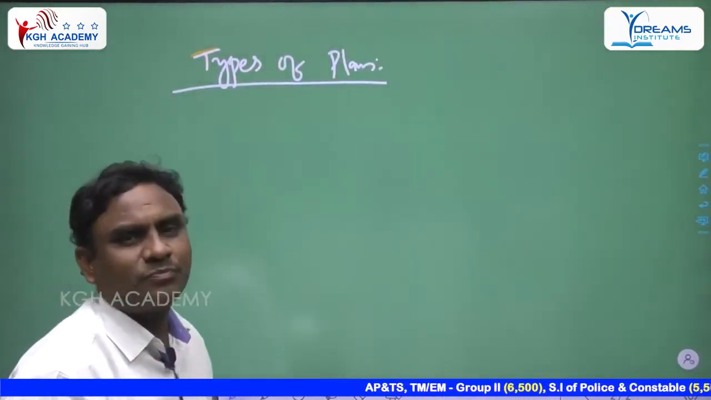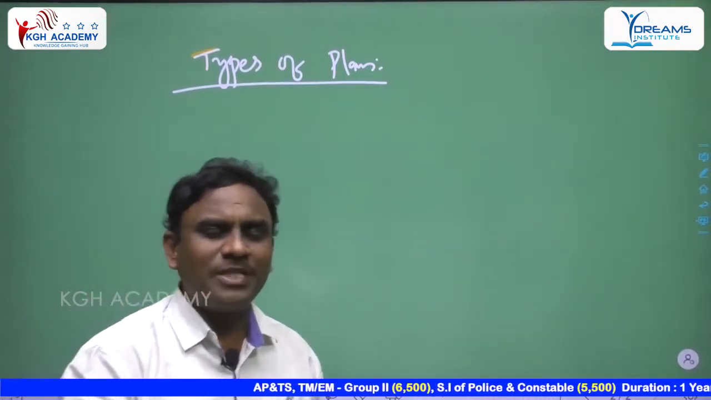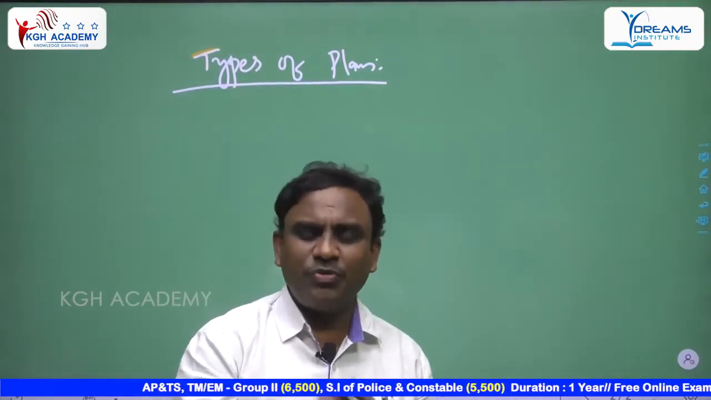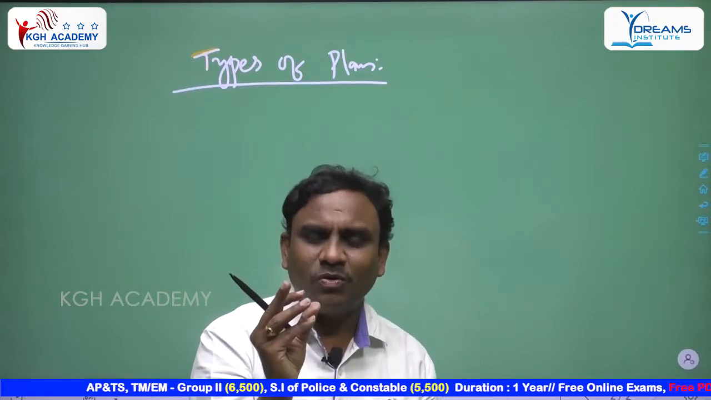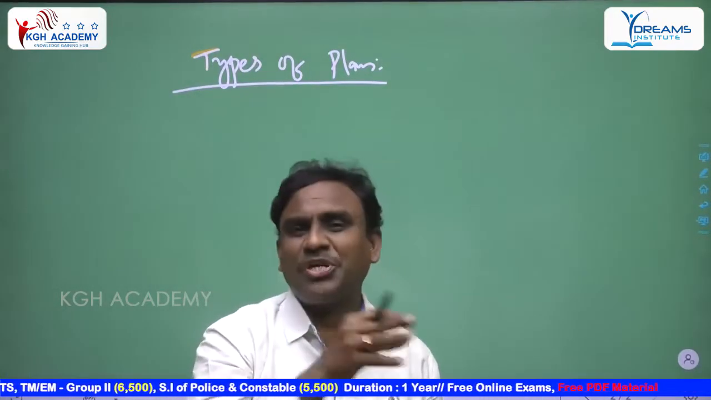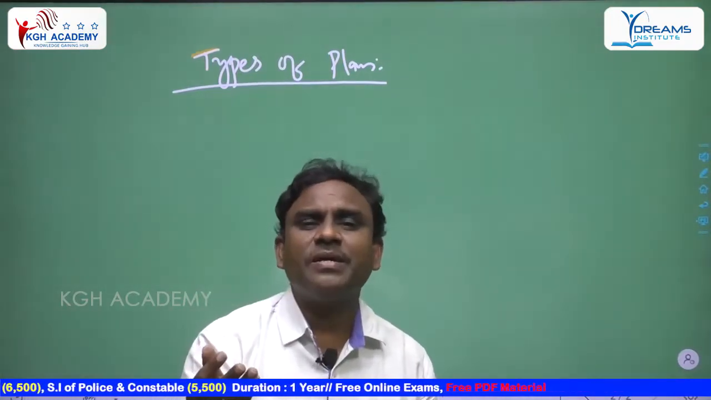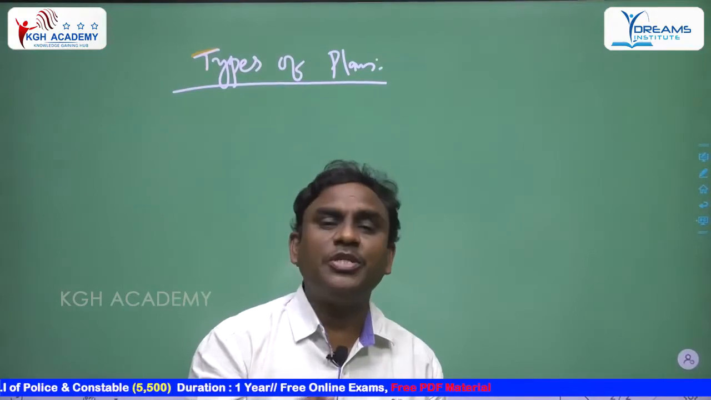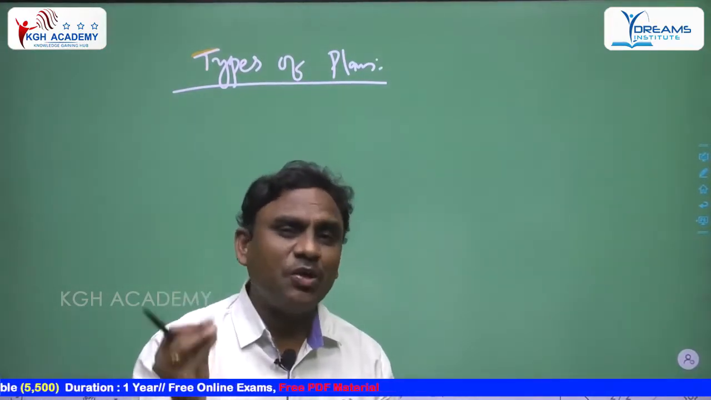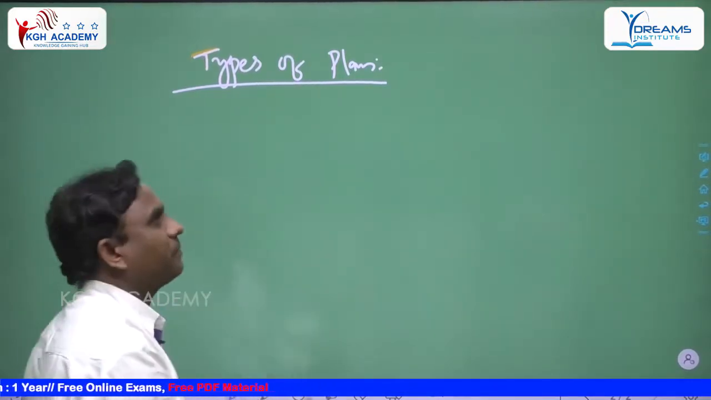Types of the plan. How many types are there? There are so many types based on different factors. If you take the factor of resources, on the basis of allocation of the resources, the plan can be divided into two parts. One is physical plan, second one is financial plan. Last time this question was asked in the Group 2 examination.